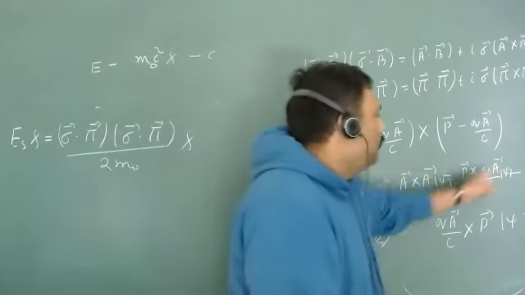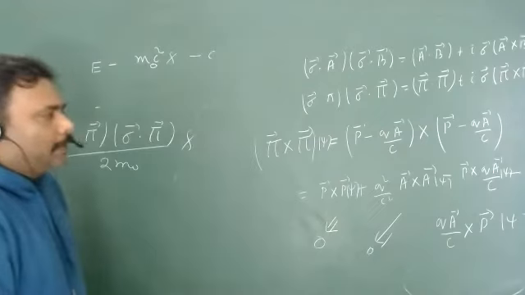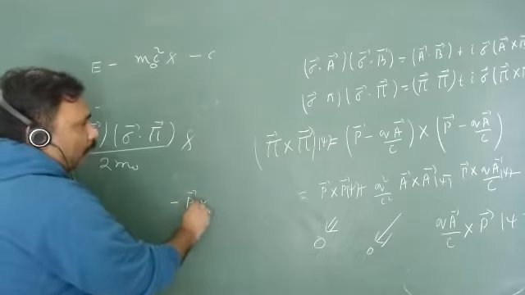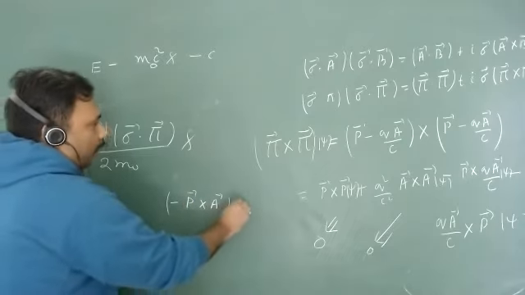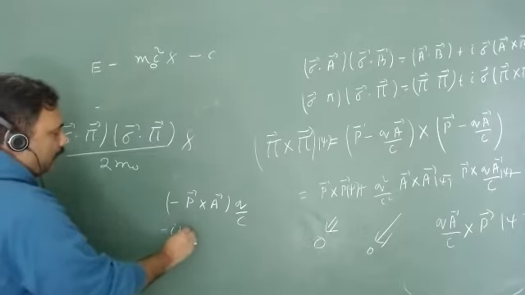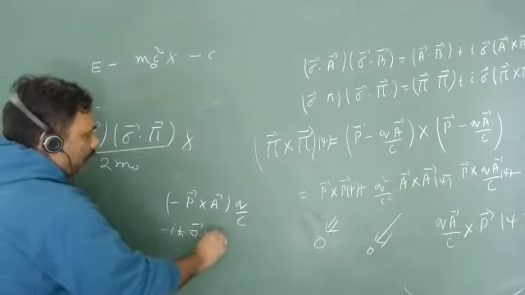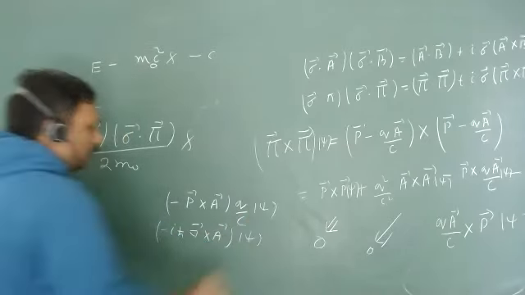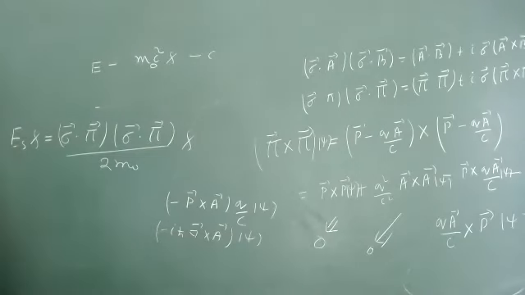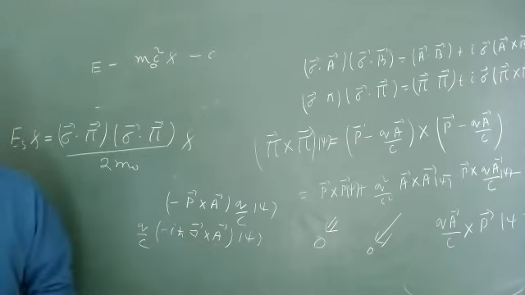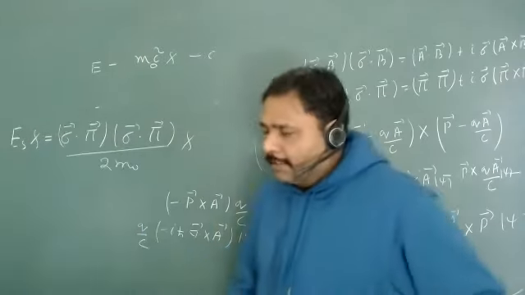But let us go for P cross A. What will happen to P cross A? So here we have minus P cross A, and you can take Q upon C as common. So what is P? P is minus i h cut del operator, del cross A, and then you have to operate on any psi. Isn't it? And you have Q upon C. What will happen to del cross A? What is the value of del cross A?